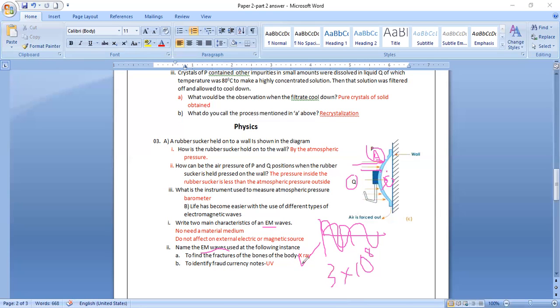If you want to find some diseases using heat, for that we use IR. Okay, IR rays, right? To identify fraud currency, that is UV. If in the currency any symbol cannot be observed, you can send the UV and you can find the symbols there and identify the currency. Okay. So those are the main things.